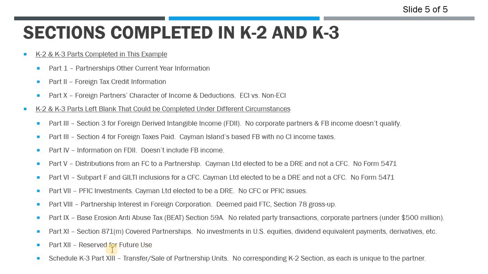Part 12 is blank, right? It is noted as reserved for future use. So it's on the Schedule K-2 and K-3, but it is blank because it's reserved for future use. And then the very last one here only applies to Schedule K-3, Part 13. You wouldn't see this directly on Schedule K-2, and the reason for that is Schedule K-3 Part 13 only applies to information on a per partner basis.